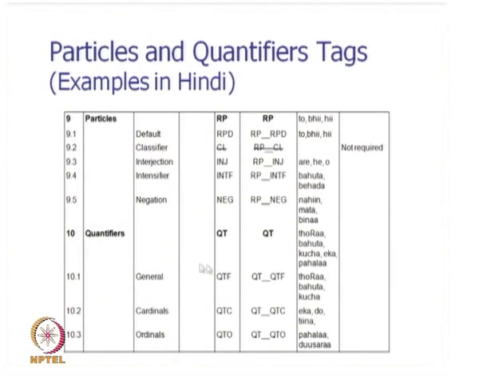Then we have the quantifiers. So, thoda, bahut, kuch, ek, pehla, etc., which are quantifiers, and there are different kinds of quantifiers. General quantifiers, thoda, bahut, kuch, cardinals like ek, do, teen, ordinals like pehla, dusra. Okay. So, ordinals are first, second, cardinals are 1, 2, 3, etc. Then thoda is little, bahut is much, many.